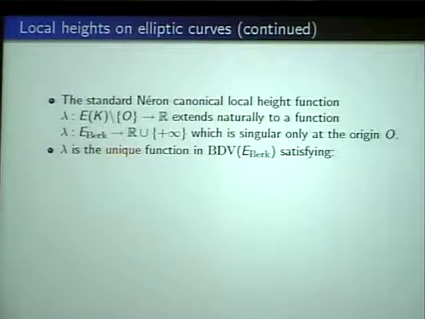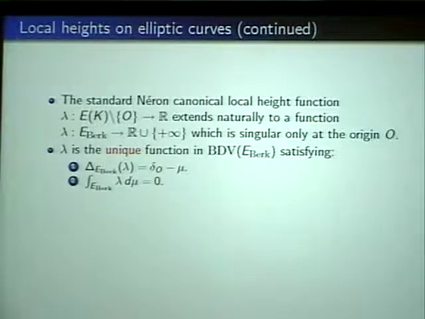And here's how to characterize it. This local height is the unique function which satisfies this differential equation. Its Laplacian is a point mass at the origin minus this measure mu. And this works in the good and bad reduction cases. And it's unique if I require that the integral of this local height function against this measure mu is 0. And actually, the standard normalization given in Silverman's book by some explicit formulas has this nice property that the integral against mu is 0. And you can see why this is the right normalization and why this is canonical.